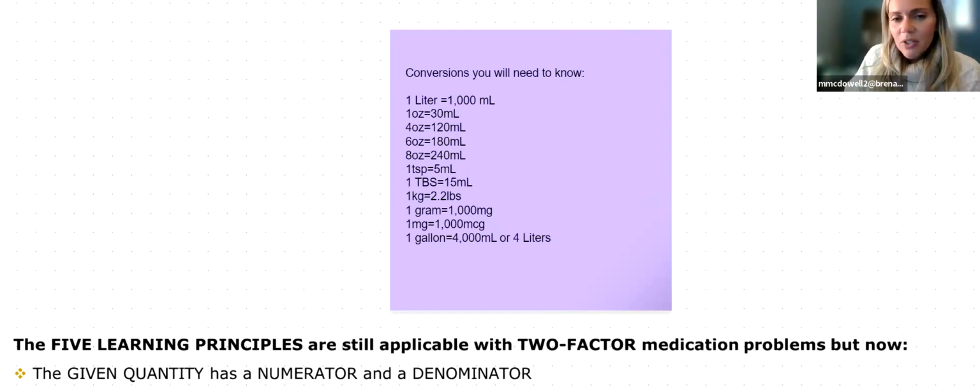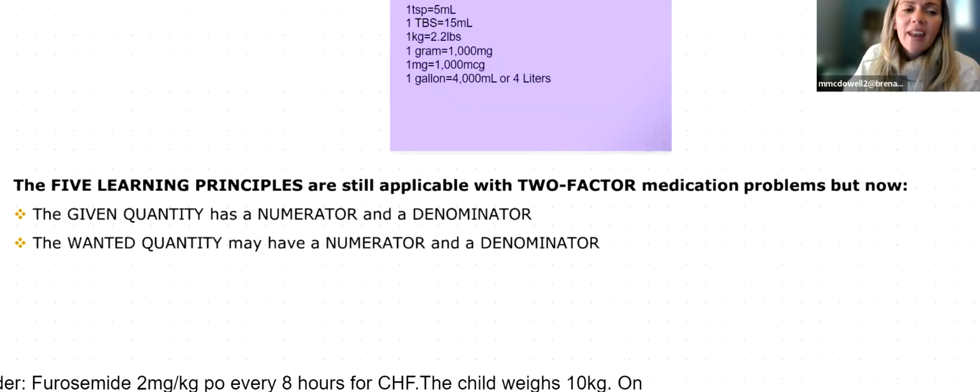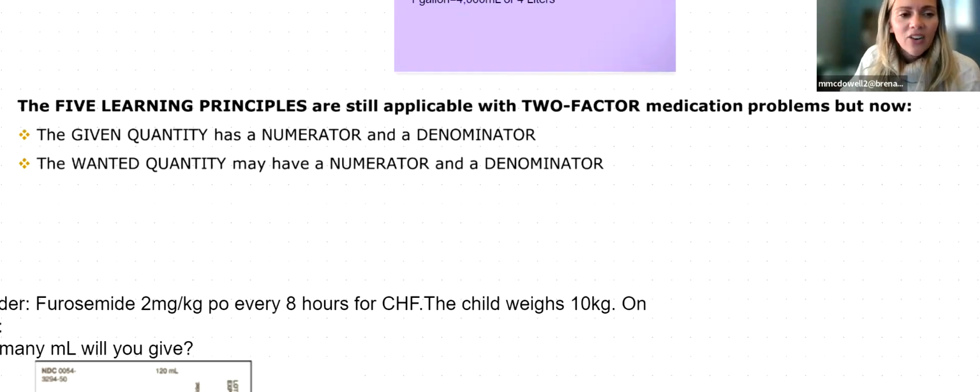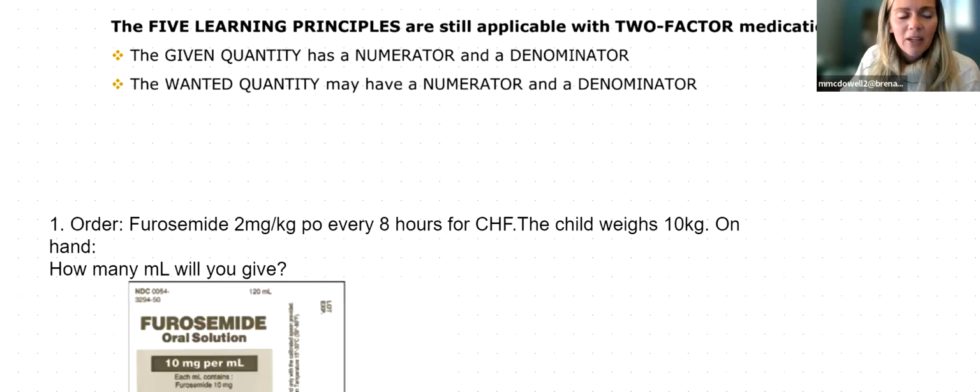So the only difference with two-factor and three-factor is that now you may have a two-factor numerator in your given quantity or even in your wanted quantity. So instead of just having one, you may have two. So for example, I'm going to go through some problems with you that we can practice together so that you can see what I mean.